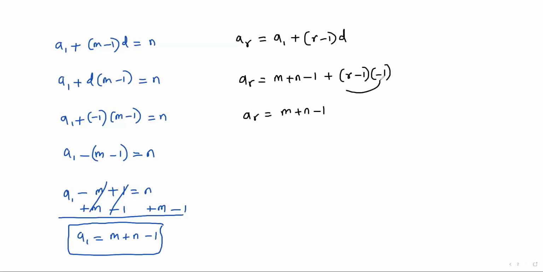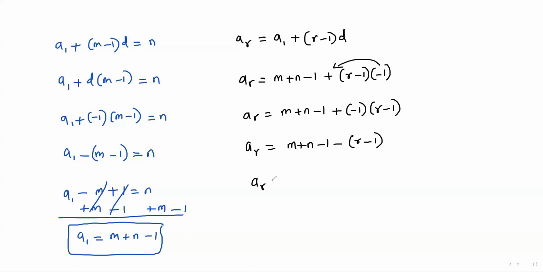So we can multiply this negative sign by this positive sign. Or otherwise, if you are getting confused on this step, better you can write this negative 1 in front of the r minus 1. So we get negative 1 times r minus 1. So ar equals m plus n minus 1. Positive times negative will be negative. 1 times r minus 1 will be r minus 1. So ar equals m plus n minus 1.